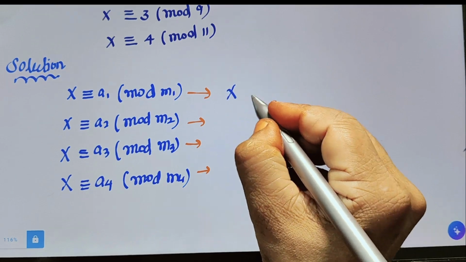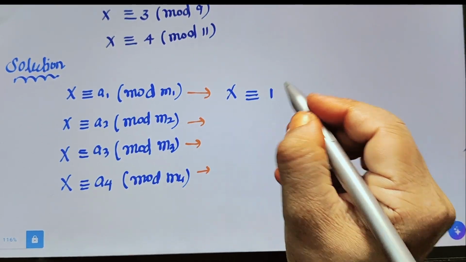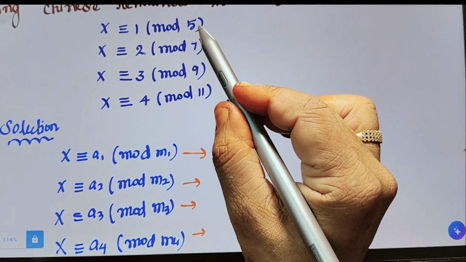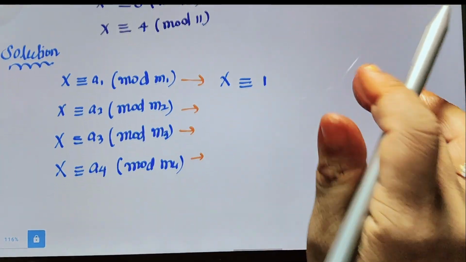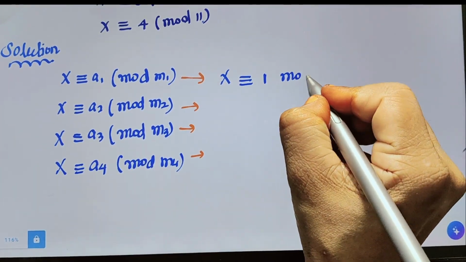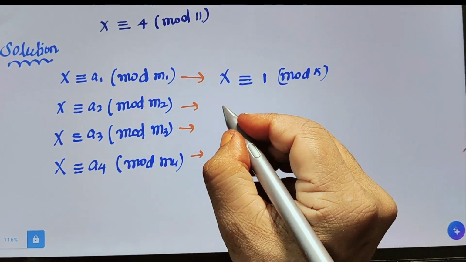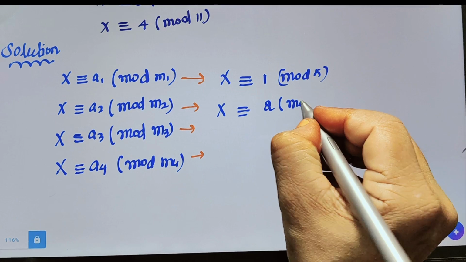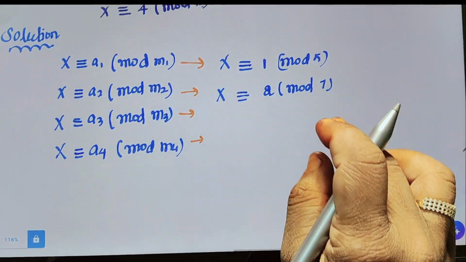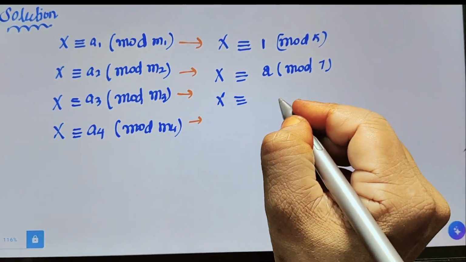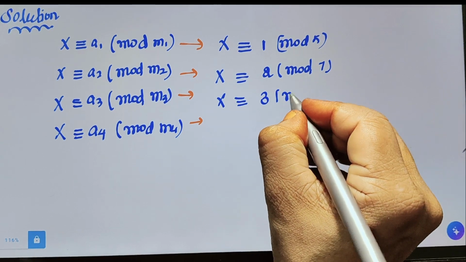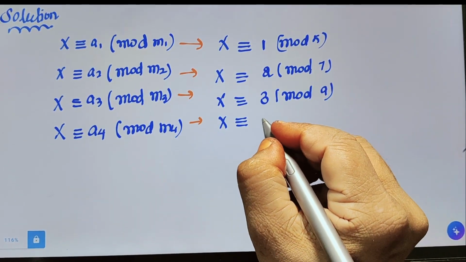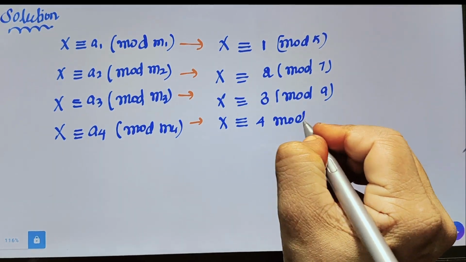Here x congruent to 1, the a1 value is given as 1. This is for the a1 value, then a2, a3 and a4. Here m1, m2, m3, m4. Likewise, write 1 mod 5, that's given in the problem. For the second congruence, x congruent to 2 mod 7. Third, x congruent to 3 mod 9. The last one, x congruent to 4 mod 11.